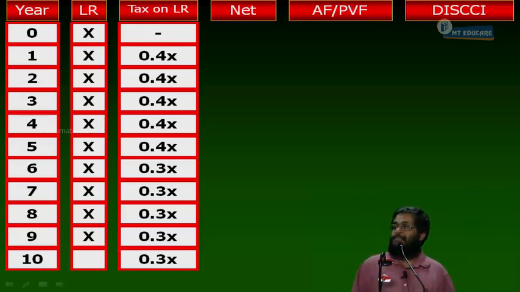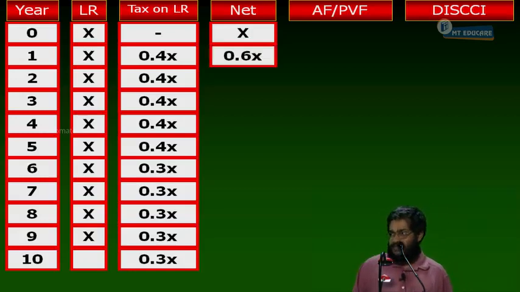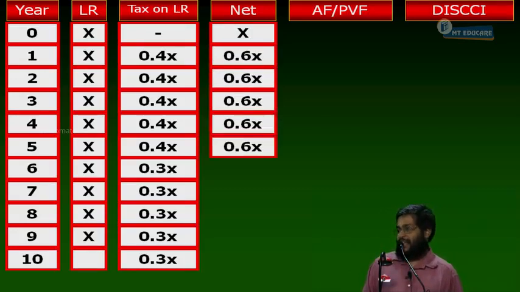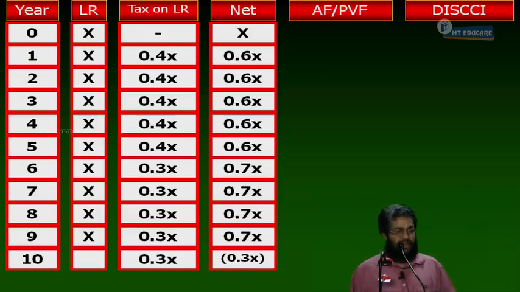Now, net. X minus 0 is X. X is lease rental. 0.4X is tax. What amount here? 0.6X, 0.6X, 0.6X, 0.6X. Remaining, 0.3X tax, that is 0.7X, 0.7X, 0.7X, 0.7X. Last year, minus 0.3X. Okay, can I proceed?